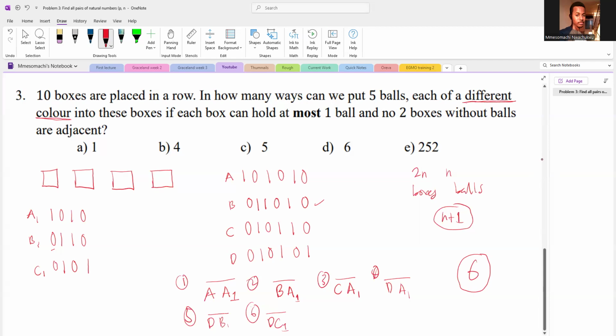Now, if you want to consider when the balls are different, so different colors, then because there are 5 balls, we have to multiply by 5 factorial, and that's going to be 6 factorial. So basically 720 is the answer.